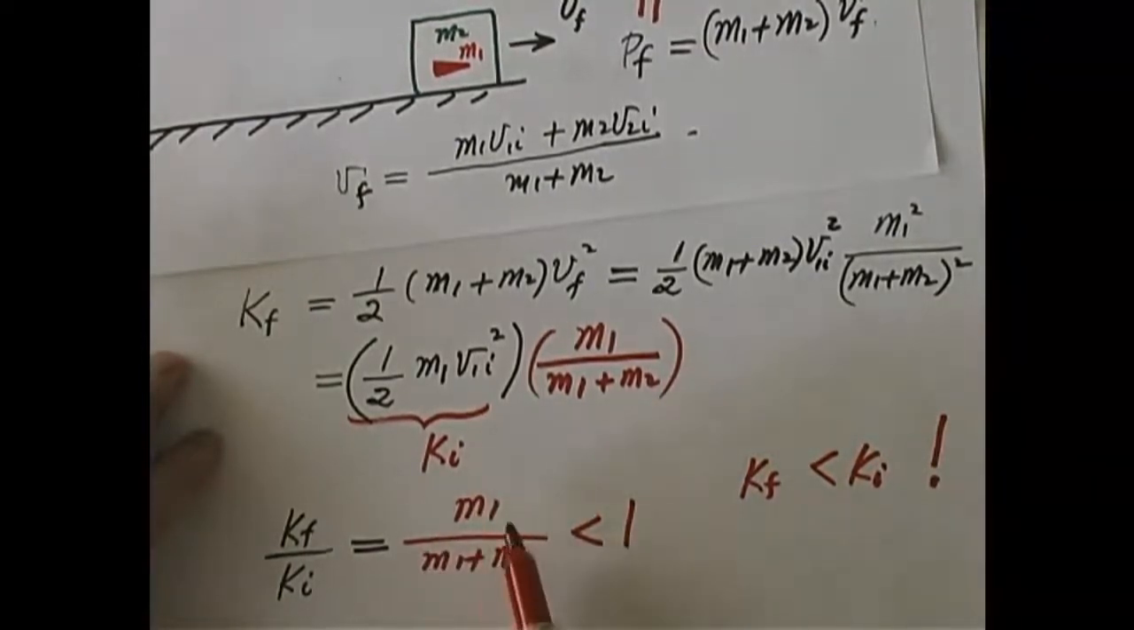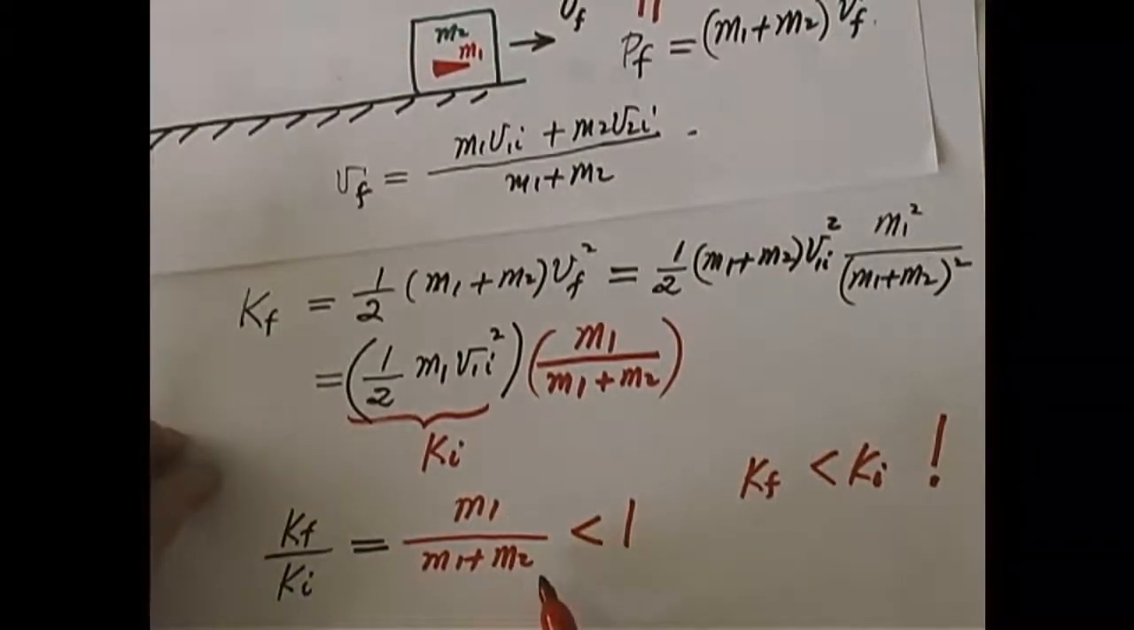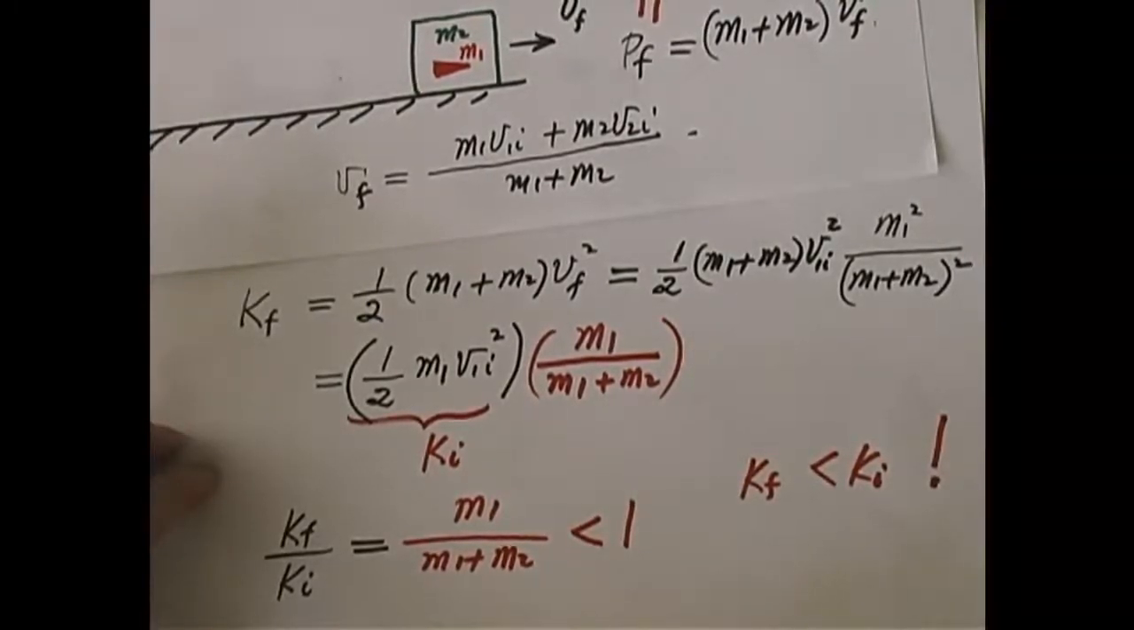Now, let's look at this ratio here, M1 over M1 plus M2. What's M1? The mass of the bullet. M2 is the mass of the block. Let's imagine a situation where the block is extremely massive and the bullet is very, very light. You fire a tiny bullet into a huge, massive object. What happens to the object? It doesn't move, right?